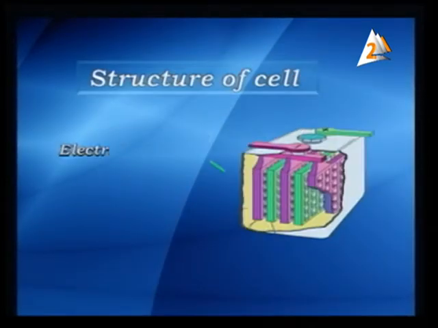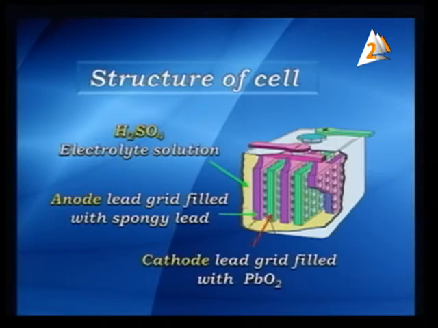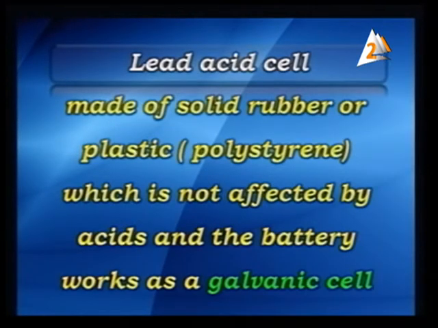All of which are dipped in dilute sulfuric acid, H2SO4 solution, as the conducting electrolyte, and all of which are put in a container. What is the function of this container? Protection, sure. It protects these components from disappearing. It is made of solid rubber or strong plastic. The good name for this is polystyrene, which is not affected by acids.